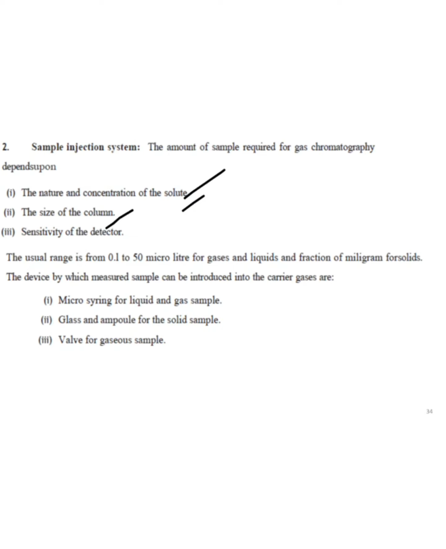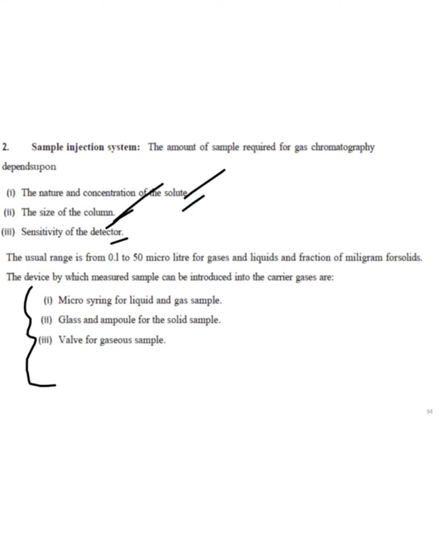The size of the column. It also depends on the circumference of the column, and the sensitivity of the detectors, which detectors we are going to use mainly. And further, here the injection system. There are three different types of injection, known as micro syringe for liquid.